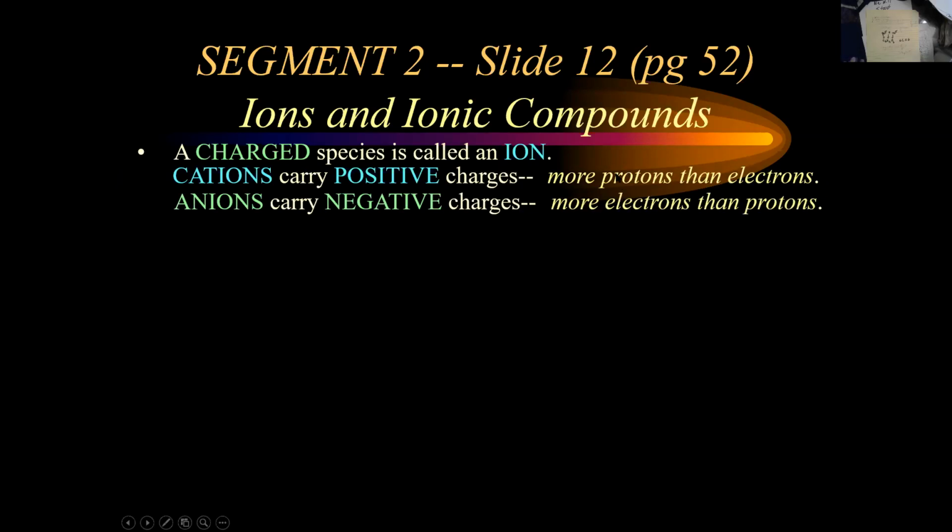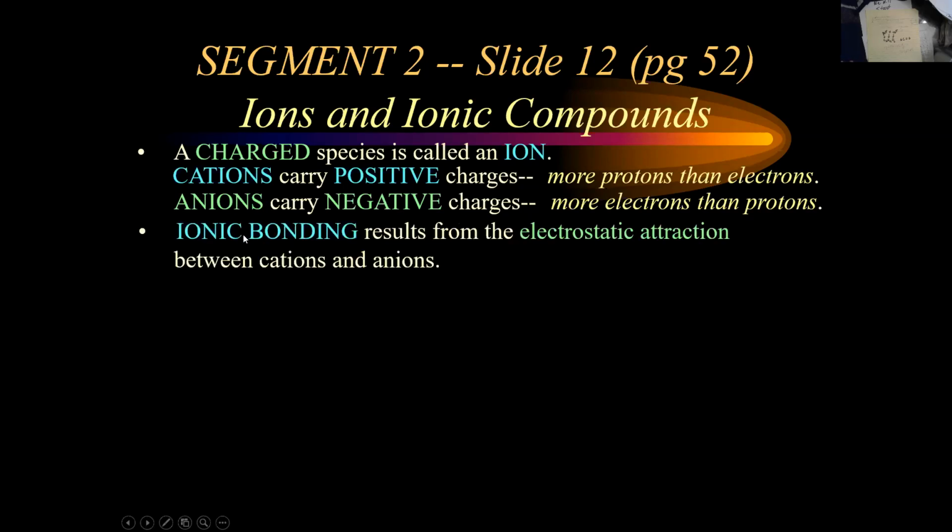And as we talked about when we did nuclide symbols, it tells you whether you've got more protons or electrons, which one's most, inside the formula of that species. And ionic bonding is nothing but electrostatic attraction between cations and anions. Excuse me.